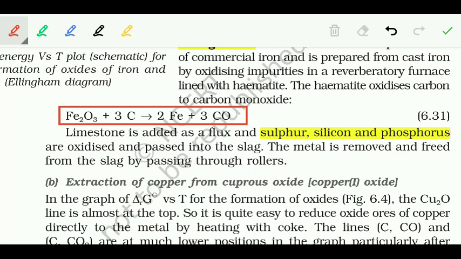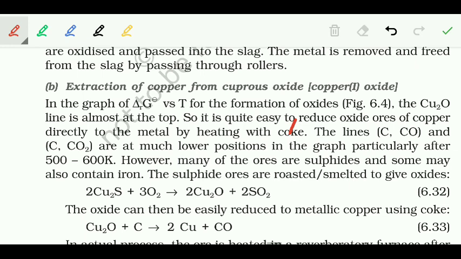So it is all about the extraction of iron from its oxide ore. Now the next point is about the extraction of copper from cuprous oxide. That will be discussed in the next lecture.